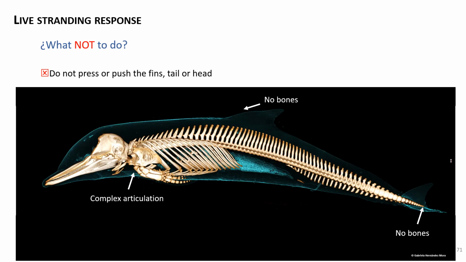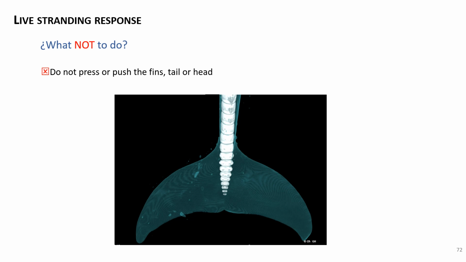As you can see here in this CT scan image, there are no bones in the dorsal fin or the tail, and the articulation in the pectoral flippers is really complicated, so you need to be careful with it. Here is a clear image of why we don't need to press or push the fins, tail, or head.